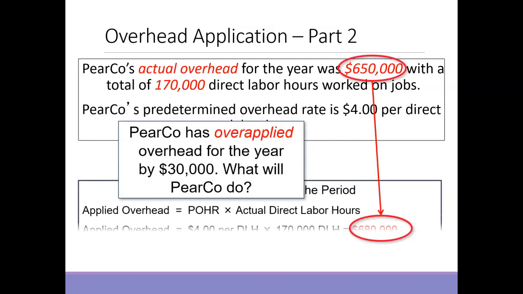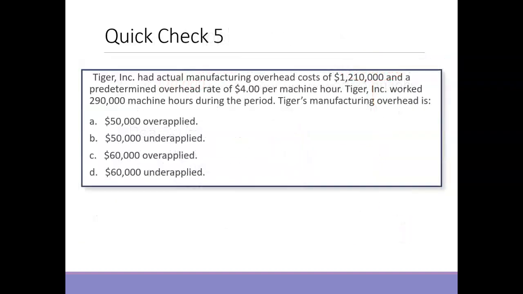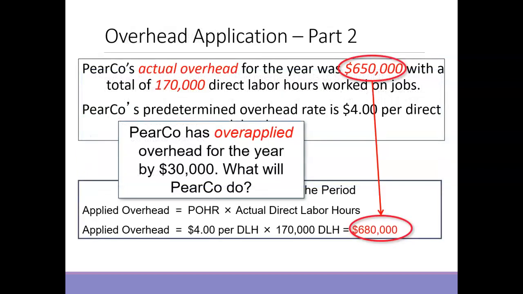So since we've over applied this overhead by 30,000, technically the cost of goods sold we're showing is actually 30,000 less than what we're showing. Okay? Pearco has over applied overhead for the year of 30,000. What are they going to do? They're going to do a journal entry to adjust it, aren't they?